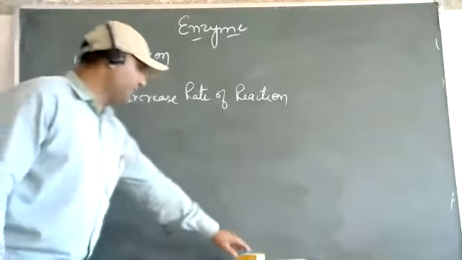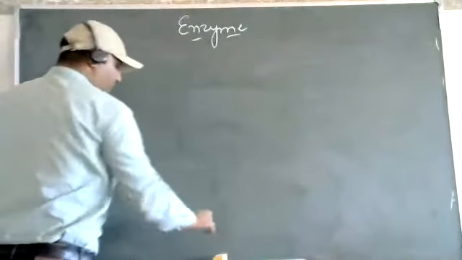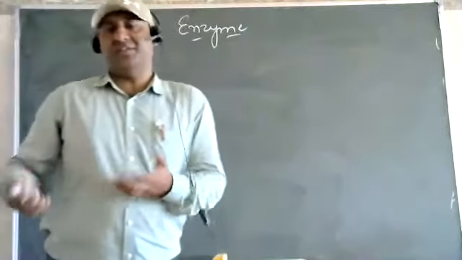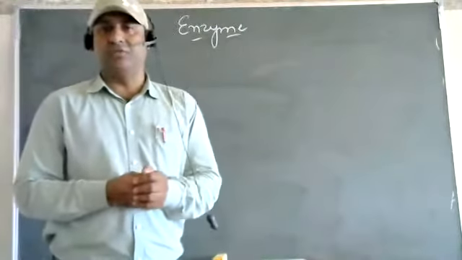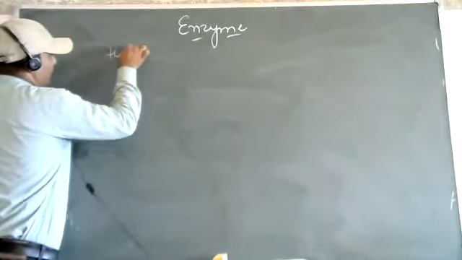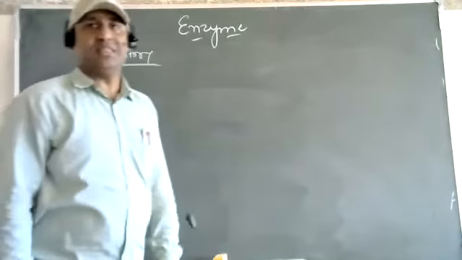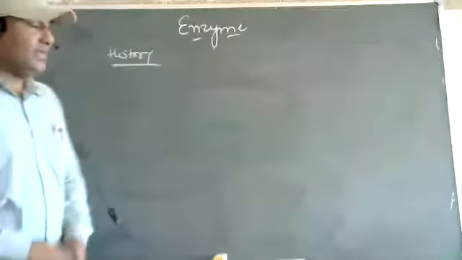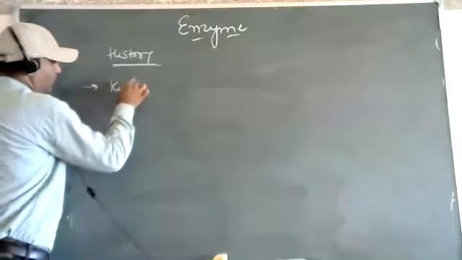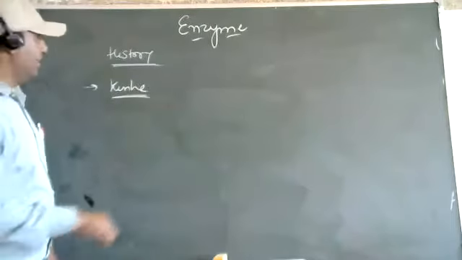Now second, after the definition, what is biocatalyst? Bio means biological organism, and catalyst is active in the rate of reaction. So it is the breakdown of the word biocatalyst. Now we discuss the history. The word catalyst was generally proposed by an Algerian person, but in the case of enzyme, the word was used by Kühne. So the enzyme word was released by Kühne.